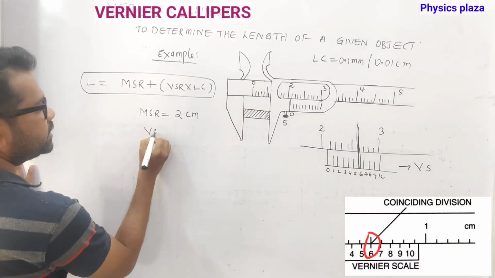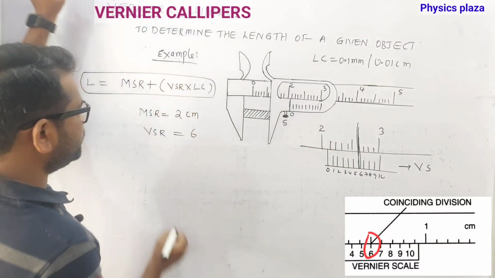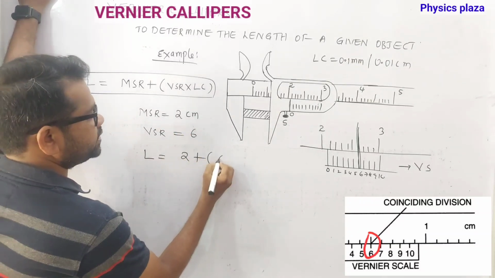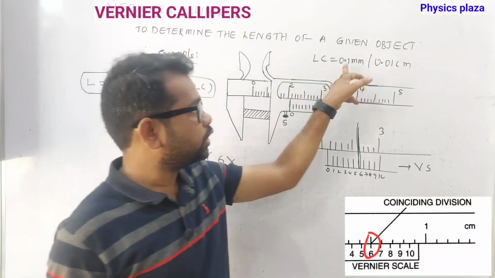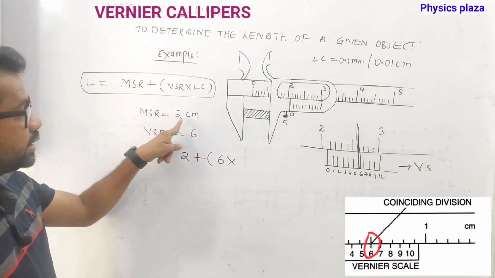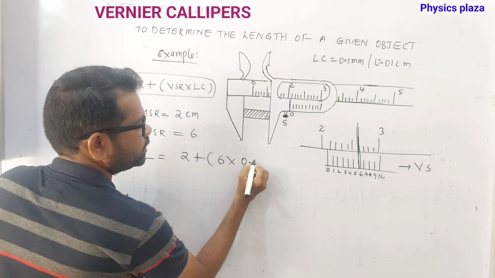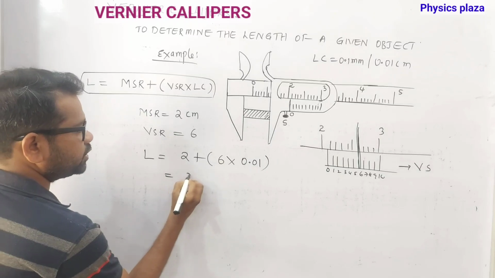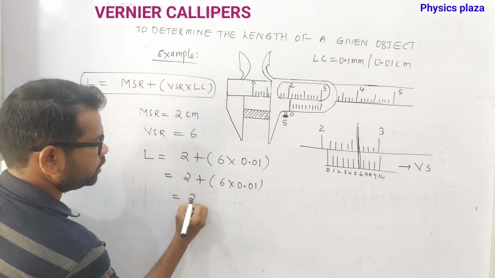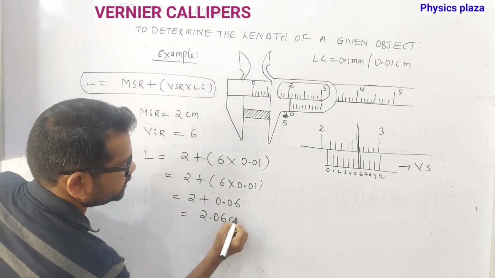Then the Vernier scale reading is going to be 6. Don't write 6 millimeters or 6 centimeters. No. Now let us substitute here. Length is equal to MSR, which is 2 centimeters, plus VSR, which is 6, times the least count. Should we take 0.1 millimeter or 0.01 centimeter? Children, it's very, very important. As we have taken MSR in centimeters, you must take it in centimeters only. So this is going to be 0.01 centimeter. Now you calculate 2 plus 6 into 0.01. This is going to be 2 plus 0.06. This will be 2.06 centimeters.